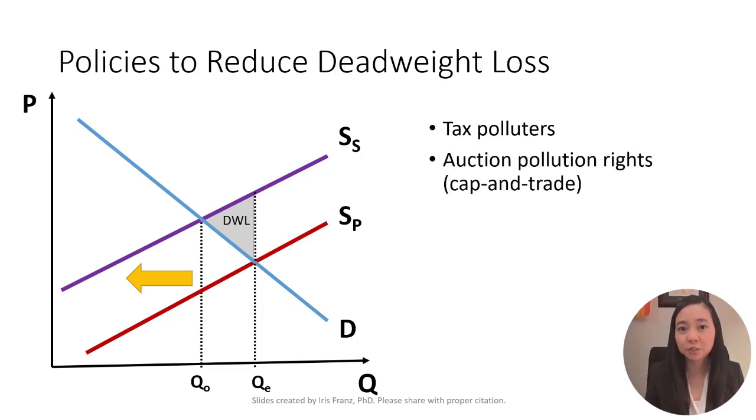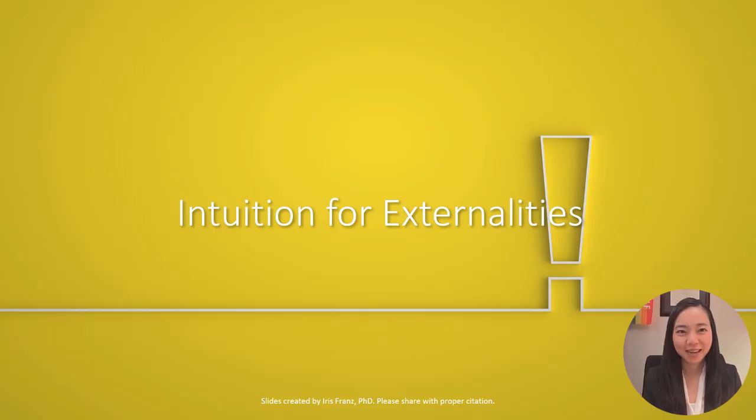Another approach is to auction pollution rights, also known as cap and trade, which limits total pollution while allowing firms to buy and sell permits. Firms that can reduce pollution at a lower cost can sell their permits for a profit, encouraging greener production methods. So you might be wondering, when does the market overproduce and when does it underproduce? You don't need to memorize this, just use your intuition.